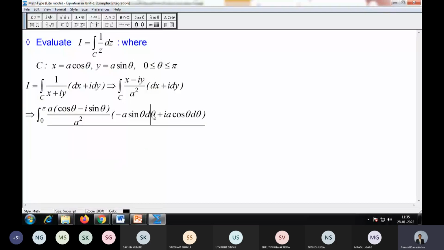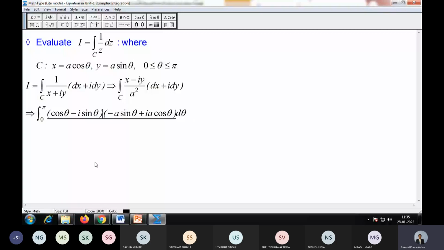Now we may take d theta common outside. If you want to agree, then I can start the calculation. d theta is like this one. a will come from here also, and a is here, so a square will cancel out. So I think we may write this whole as this one, and a has been taken common outside. Now you may do the multiplication and then you can integrate directly.